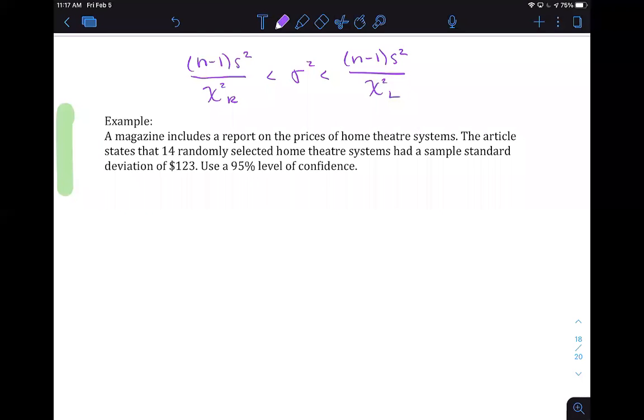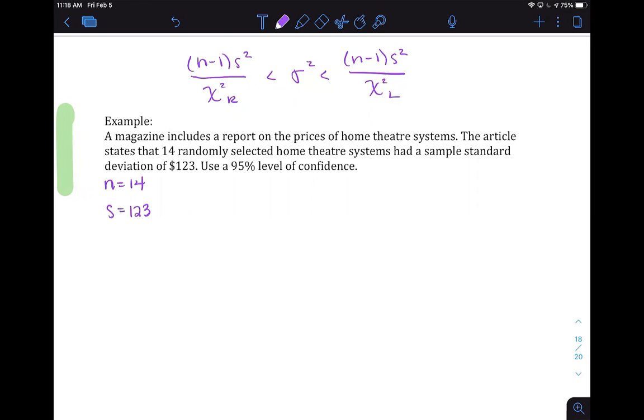The key thing you have to be careful about here is making sure you're reading, are you given the sample standard deviation or variance? Okay. So we know that n equals 14, and the sample standard deviation s equals 123. And the reason why it's important to write that down as s and not s squared is because in your formula, you actually need to square it. Okay, so be careful about that.